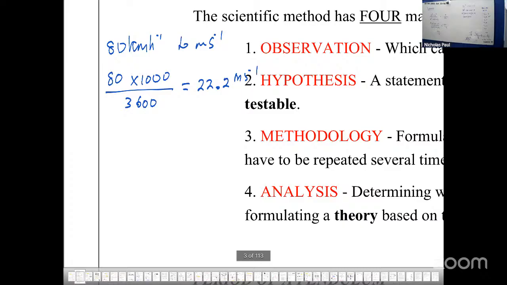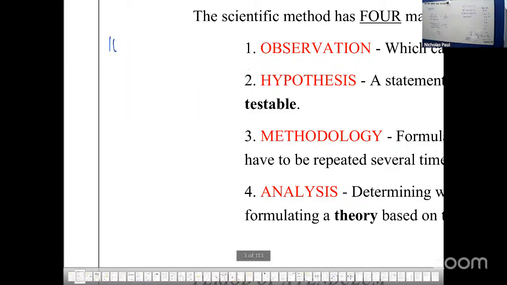Right, let's check it out. 100 meters in 1 second. Okay, so how many kilometers is that? Divide by 1,000. So if I divide by 1,000, I will get 0.01 kilometers in 1 second. How do I find now for 1 hour? Multiply by what? Multiply by 3,600.